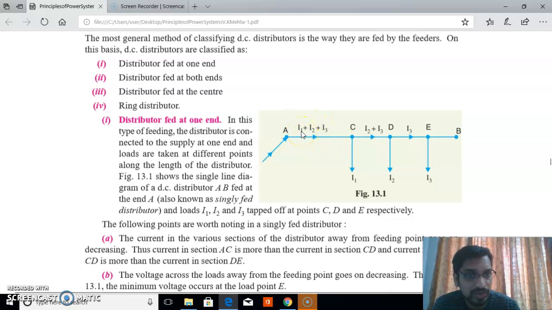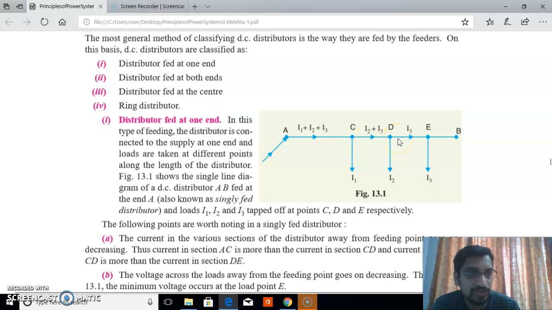RA into I, that is current into resistance, that is the voltage drop. So the voltage drop across AC equals RA into I1 plus I2 plus I3. What is the voltage drop across CD? Suppose RCD is the resistance along the CD. So the voltage drop equals current I2 plus I3 into RCD, the resistance.